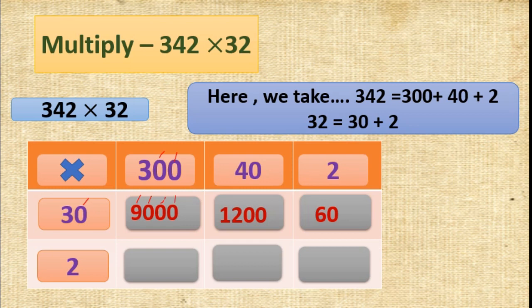Okay. Now we will move to this 2. 2 2s are 4. 2 4s are 8 and 1 zero, 80. 2 3s are 6 and 2 zeros, that is 600. Right? Now we will add all these numbers.